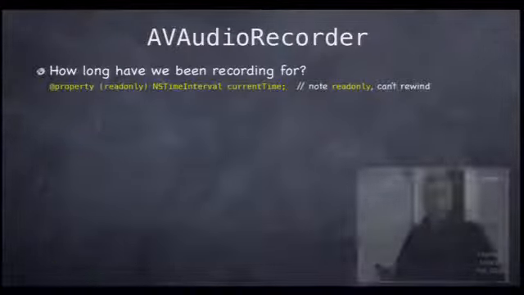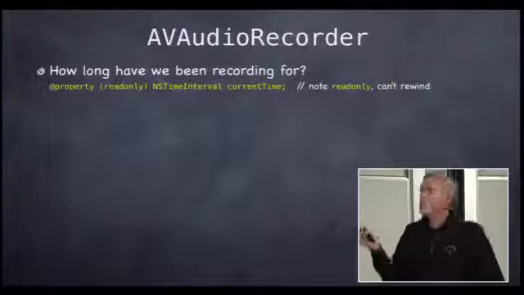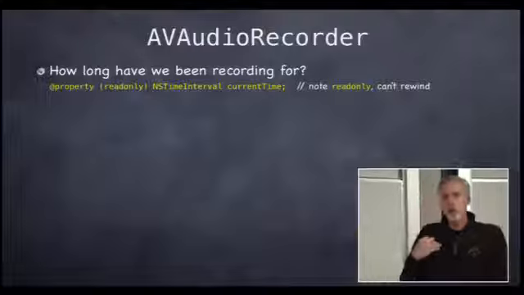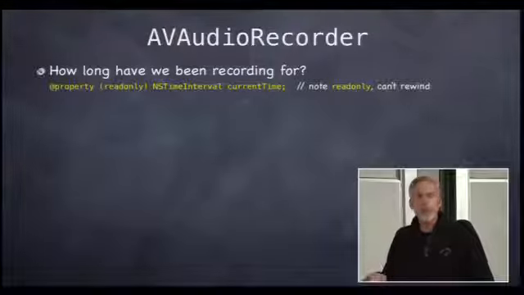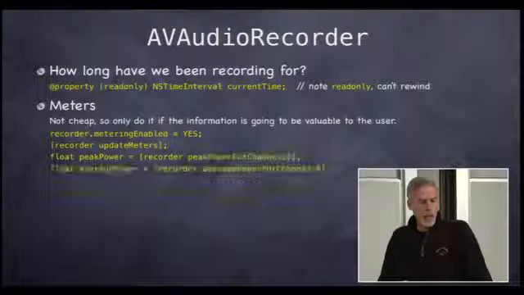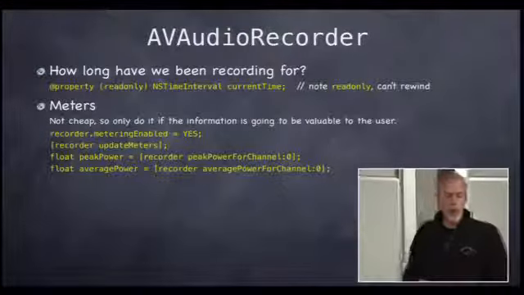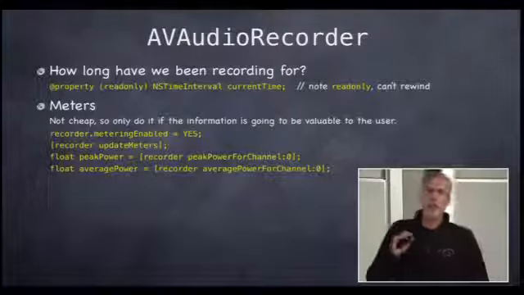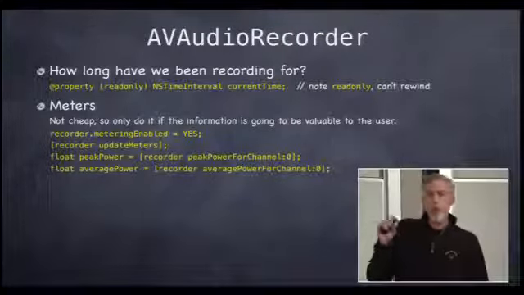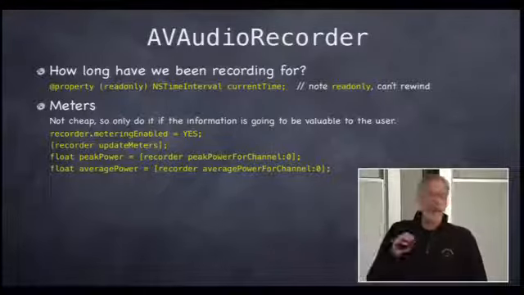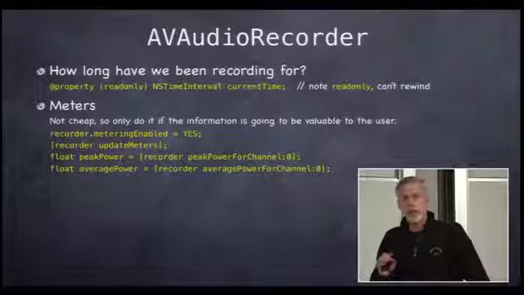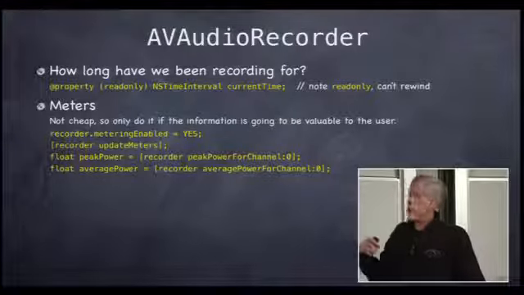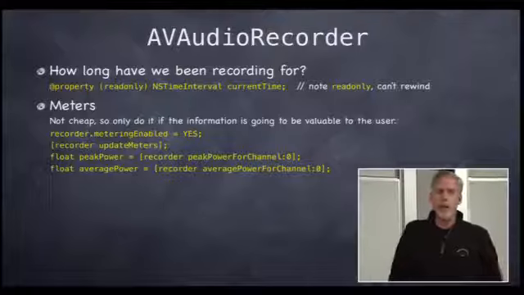You can find out how long you've been recording for, current time. This one is not like current time in the player where you can scrub by setting it. This is just reporting to you how long this thing has been recording, how many seconds we've been recording. There's also the meters for this one as well. The way metering works is a little odd, so I'm just going to go through it quickly so that you don't get too confused. First, you have to enable metering by setting enable metering to yes. Then you have to call this method update meters, okay, which will update the meters, and then you can call peak power for channel, average power for channel, and it will give you the meter level.